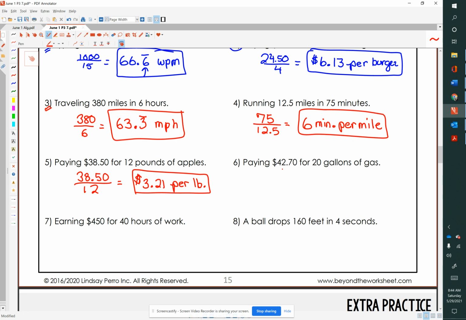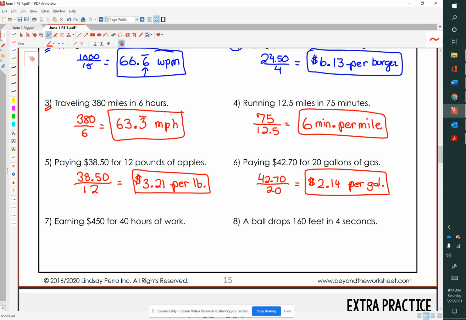Now, if we're paying $42.70 for 20 gallons of gas, let's find out how much we're paying for 1 gallon. So that would be 42.70 divided by 20. If you use your calculator or long division, which would be great, you'll be paying $2.14 per gallon, which is about $1 per gallon less than what I paid yesterday.